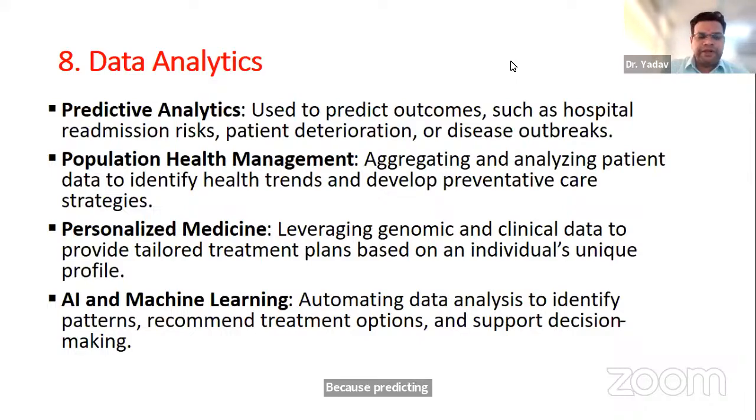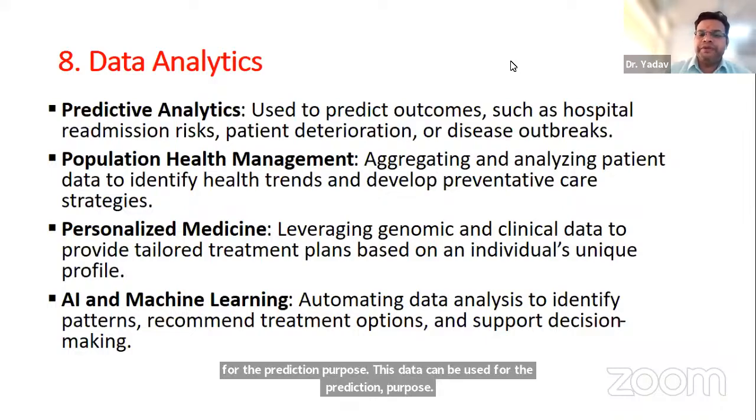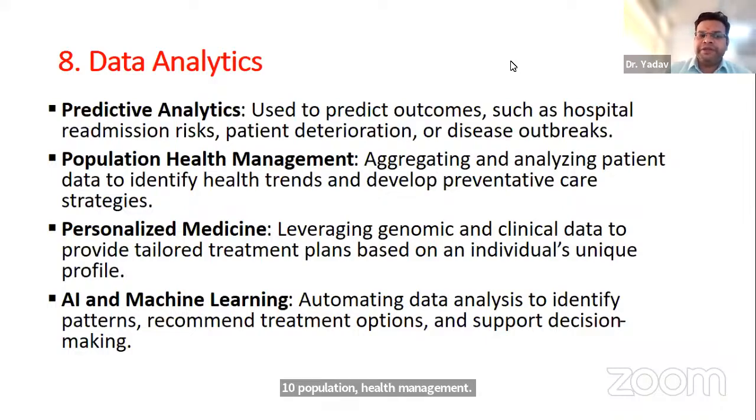Predictive means that, on the basis of the historical data currently available, you can make predictions for the betterment of outcomes. It can be used to predict outcomes such as hospital readmission risk, patient deterioration, or disease outbreaks. So these are for prediction purposes. Then population health management: aggregating and analyzing patient data to identify health trends and develop preventive care strategies.